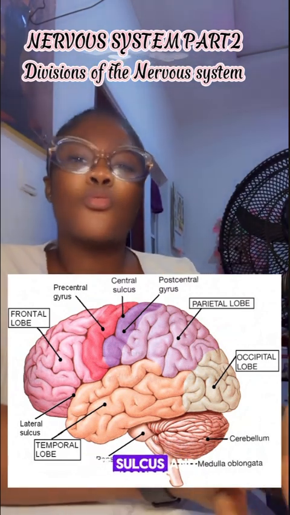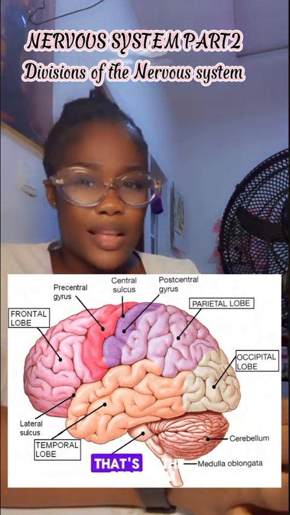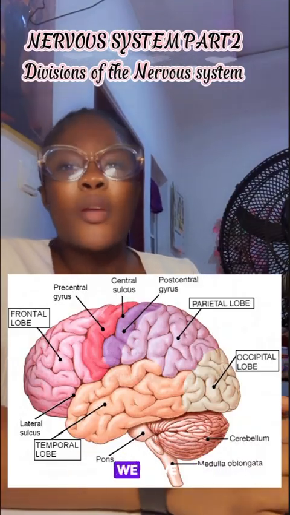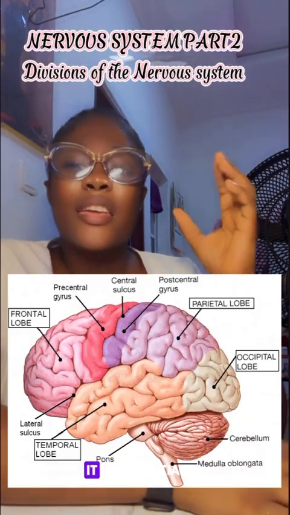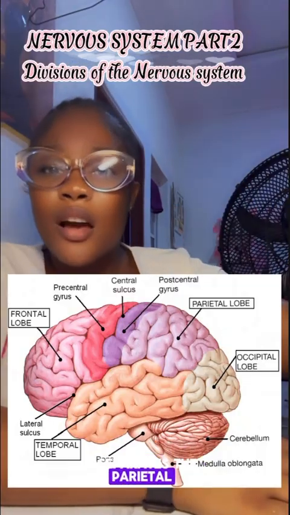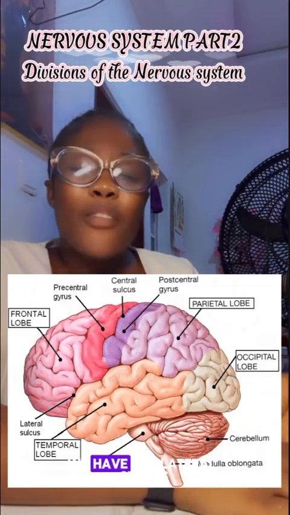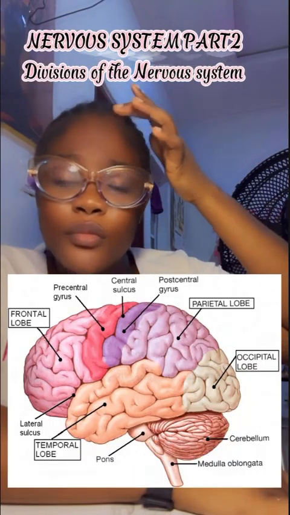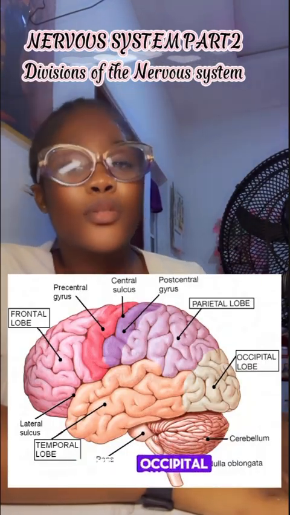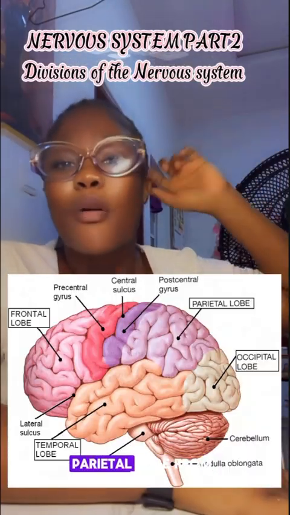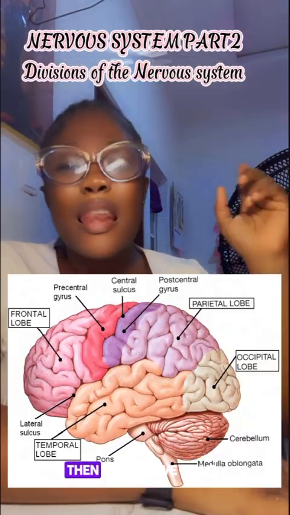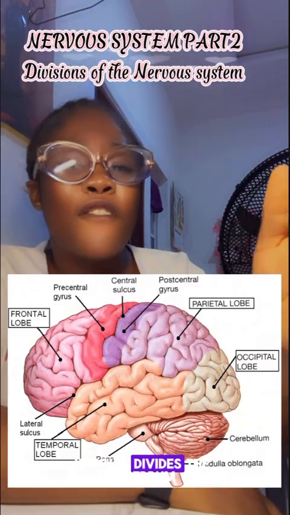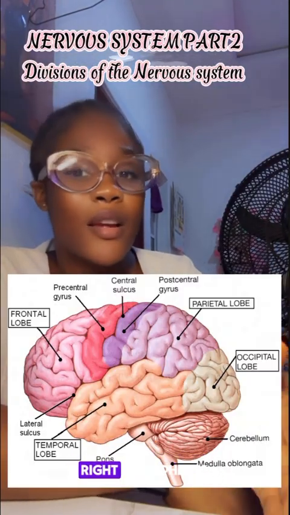Now, let's talk about the sulci and features in the cerebrum. We have different sulci and features in the cerebrum. We have the central sulcus, like I said earlier. It separates the parietal from the frontal lobe. We have the lateral sulcus. It separates the temporal from the frontal lobe. Then we have the parieto-occipital sulcus. It separates the parietal lobe from the occipital lobe. Then lastly, we have the longitudinal fissure. The longitudinal fissure is what divides the cerebrum into the left and right hemispheres.